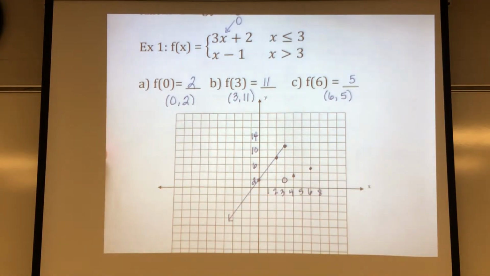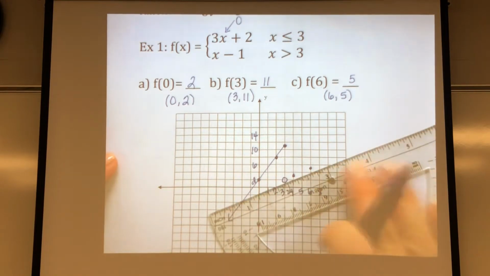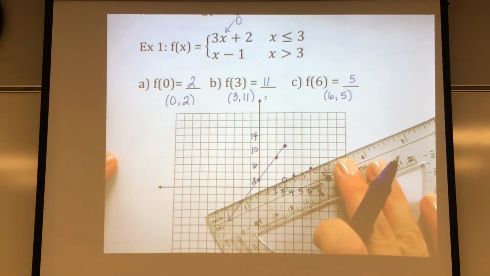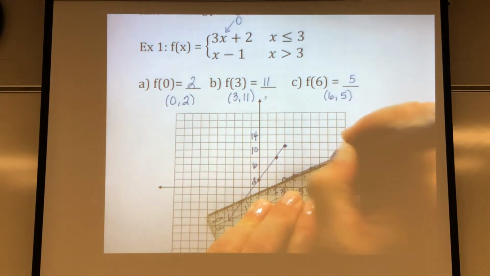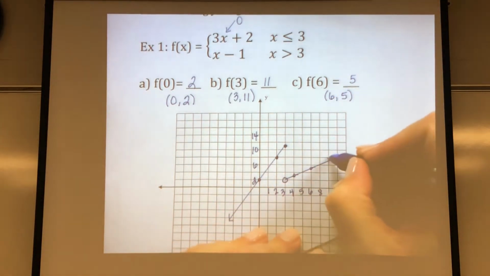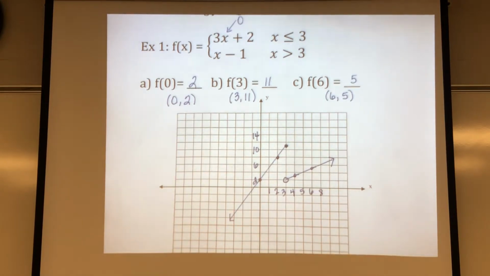Again, when we connect these points, it's going to look like a ray, not a line, starting at that open circle and continuing greater than 3. So you can kind of see why they might have called it a piecewise function, because there are 2 pieces of 2 different lines.